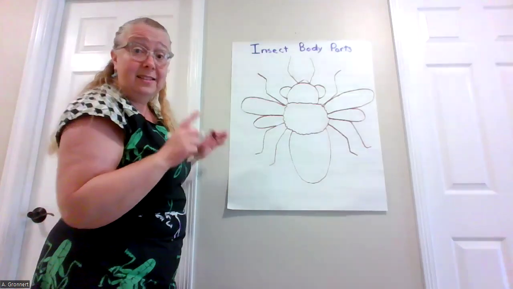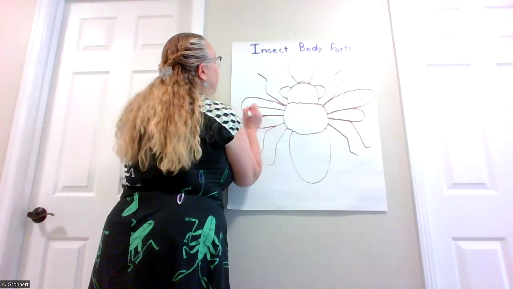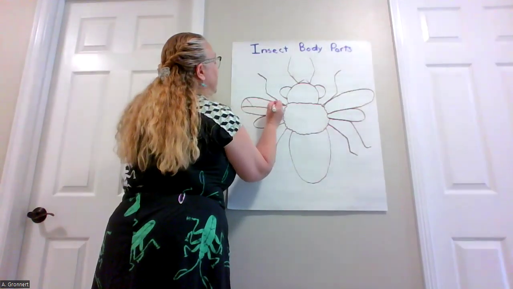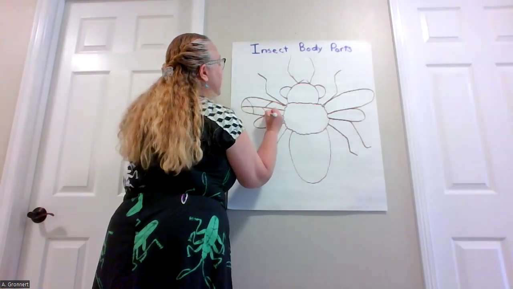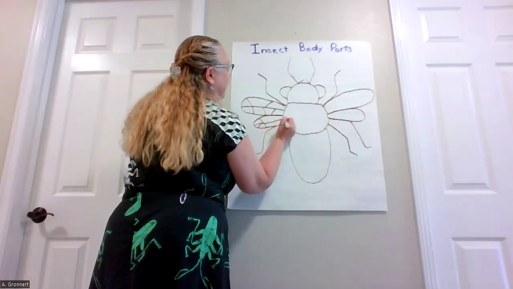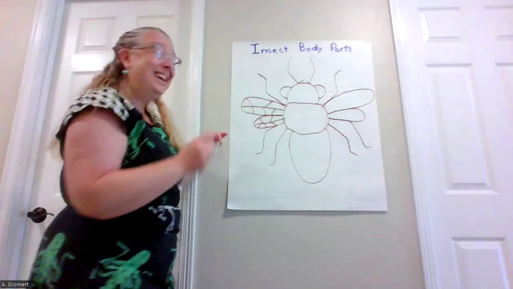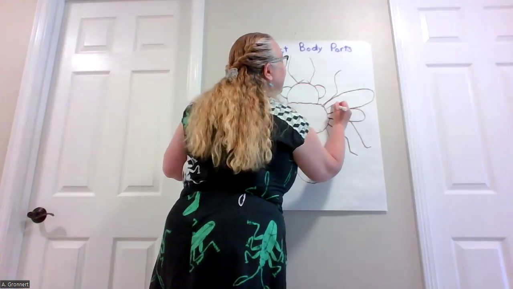Now the wings have a lot of little lines on them, so let's go ahead and draw those to make our insect look even nicer. Here we go. Okay, awesome. Oh, that looks so cool, doesn't it? Okay, I'm gonna go ahead and do the other side.